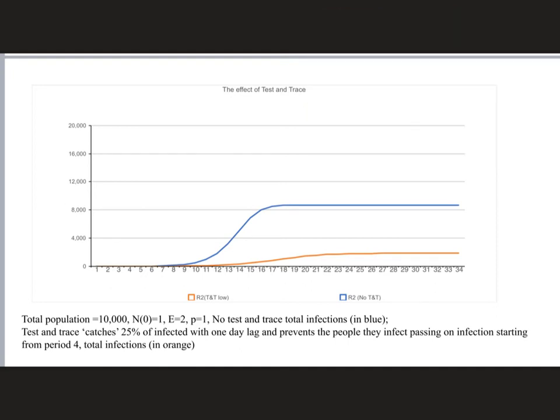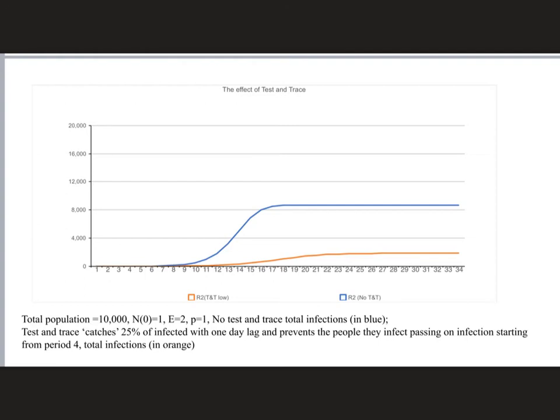Well, here in blue we have our normal infection, just with a beta equals 2. The orange curve, it's actually going to start off being the same infection, but on the fourth period, from day 4, we're going to introduce test and trace. And test and trace is going to catch 25% of the infected people with a 1-day lag.